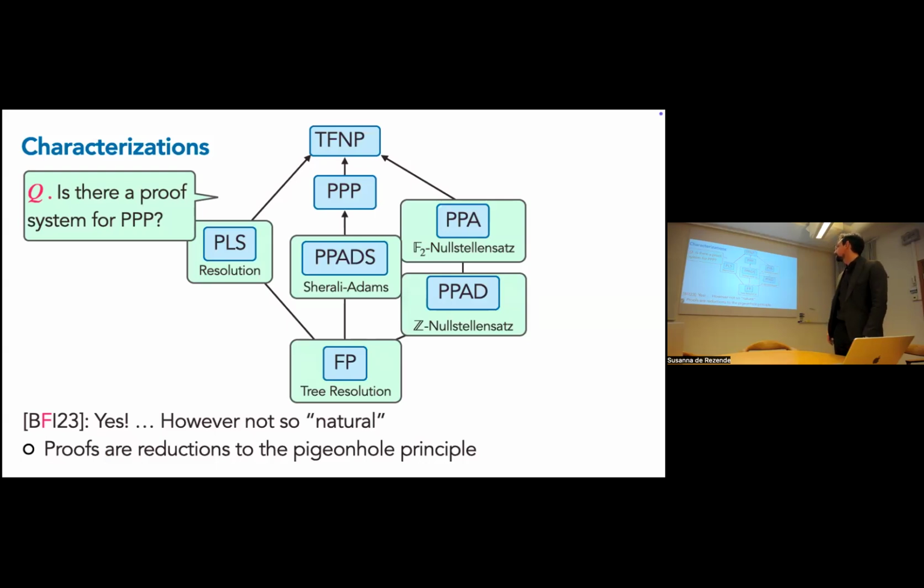Yeah, so we showed that PPP does have a proof system. However, this proof system that we get is not so natural. It's just reductions to the pigeon principle.